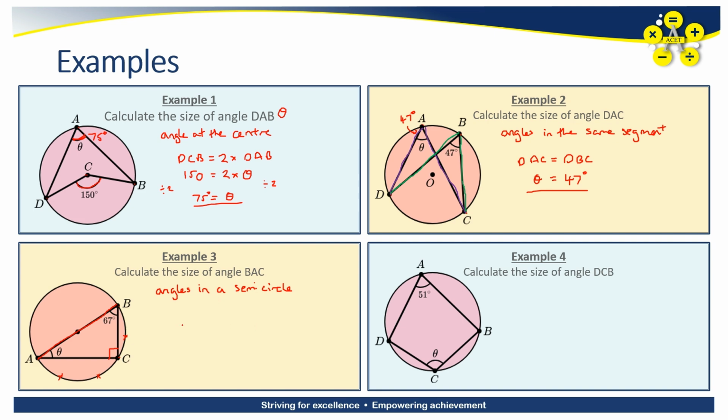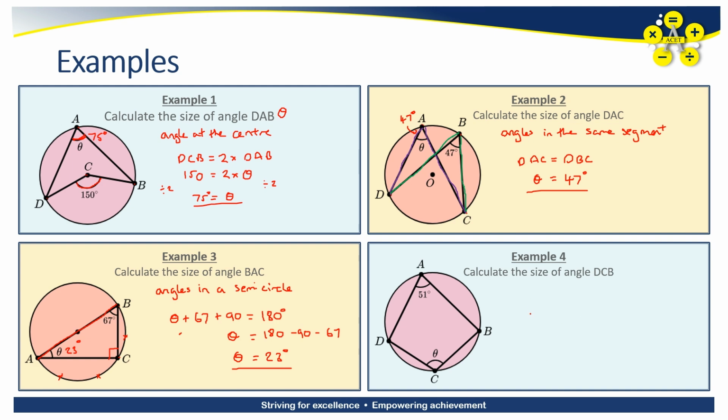Now we know from our prior learning that angles in a triangle add up to 180 degrees. So that means then that theta plus 67 plus that 90 degrees equals 180. So to work out what theta is, we can just take these away. 180, take away 90, take away 67, gives me that missing angle a value of 23 degrees. So BAC, angle theta, 23 degrees.